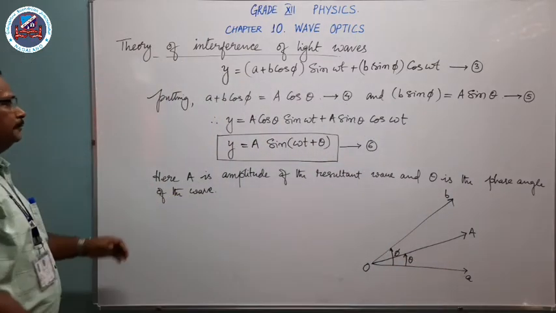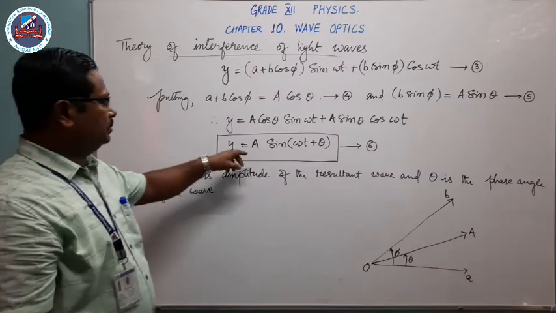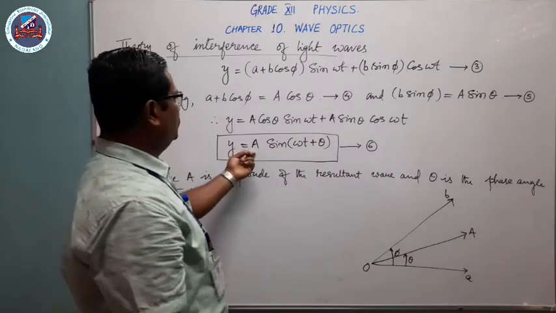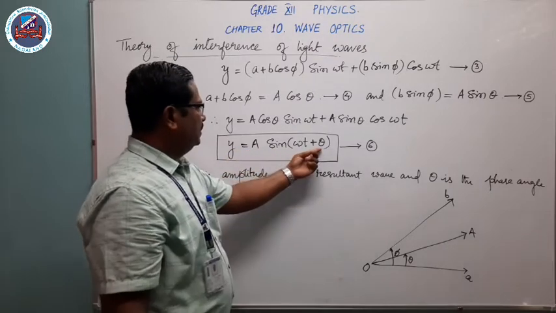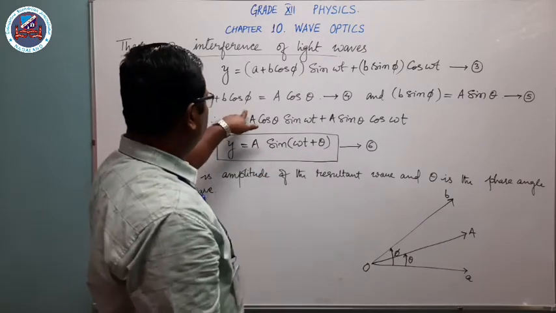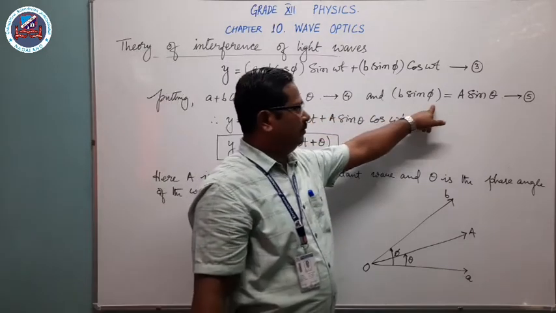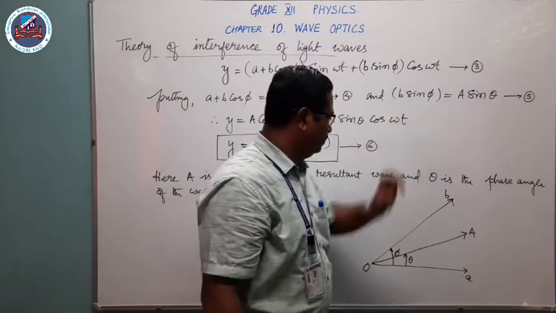Now let us see the expressions. What is the value of the resultant amplitude? To know this and to know this phase angle theta, we'll have to proceed like this from equations 4 and 5, squaring and adding equations 4 and 5.